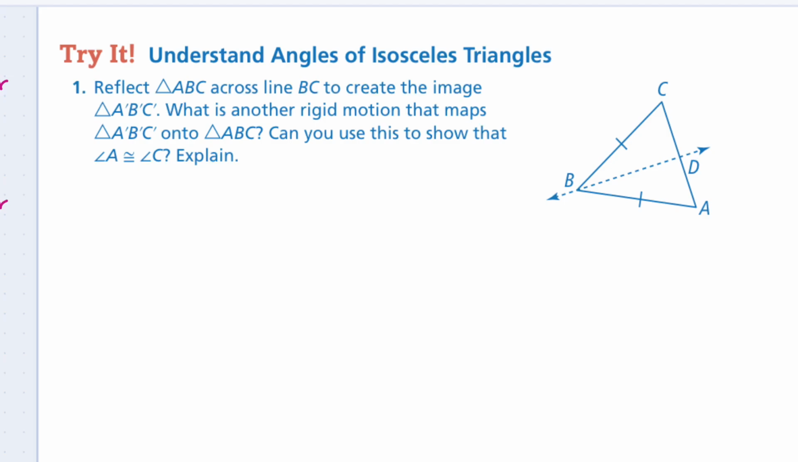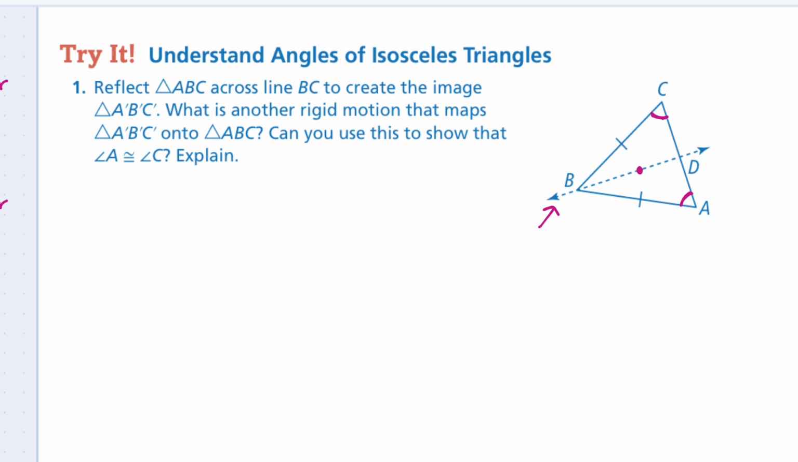Okay, so we can see that this line segment is actually going to be the perpendicular and angle bisector. So it is cutting my triangle into two equal parts, and it has that reflectional symmetry. And it's asking for what other rigid motion will map angle A onto angle C.